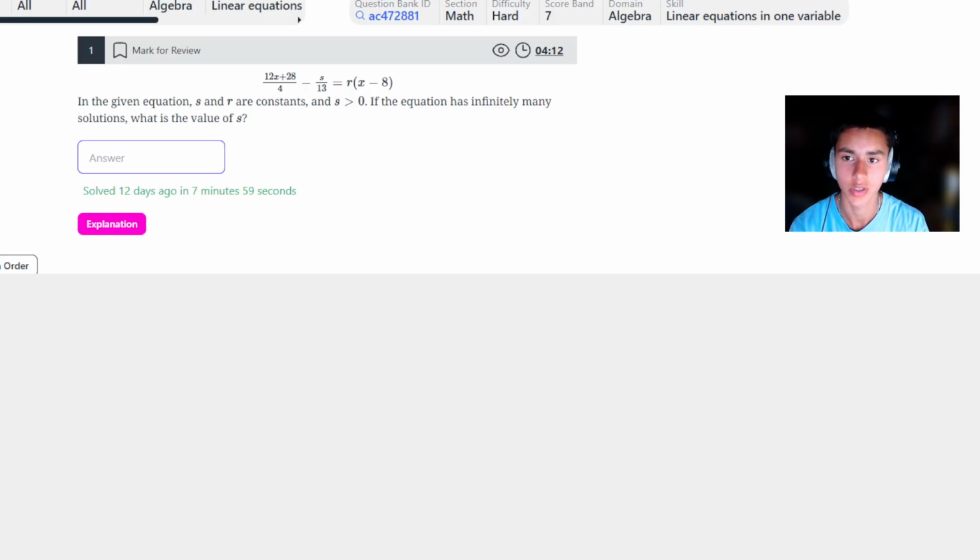So for this question, we are looking to rearrange the formula and compare the two. And we know that there are infinitely many solutions, so they're exactly the same solution. They're exactly the same equation. So if we simplify 12x plus 28 over 4, that would be 3x plus 7. And then minus s over 13 equals rx minus 8r because you distribute. Now we can already tell here 3x equals rx. R is going to be equal to 3.